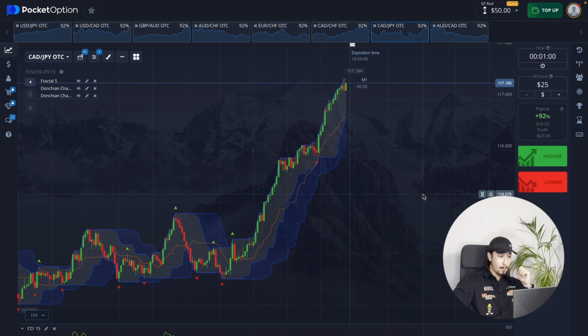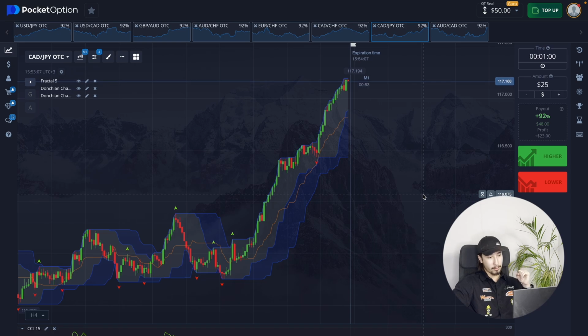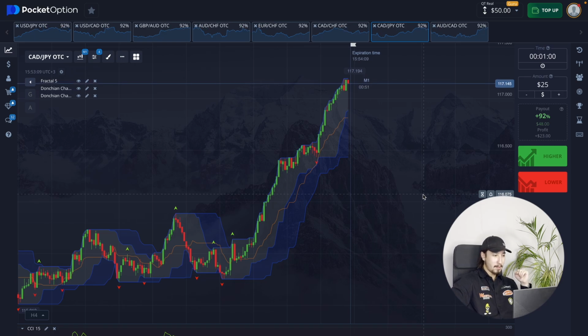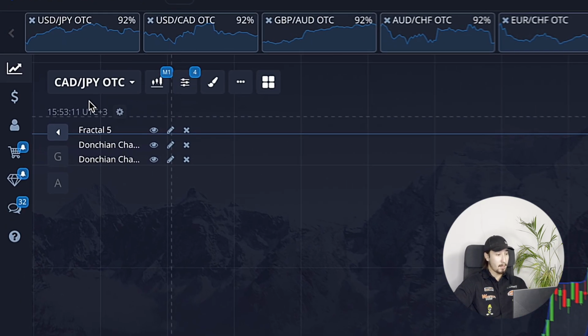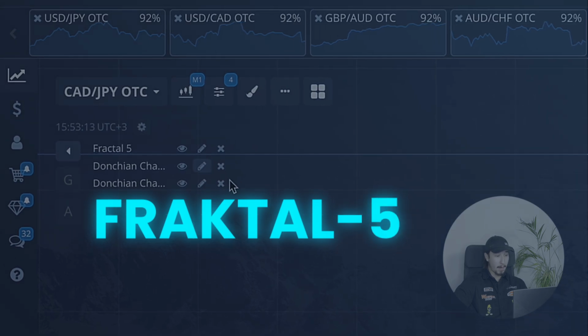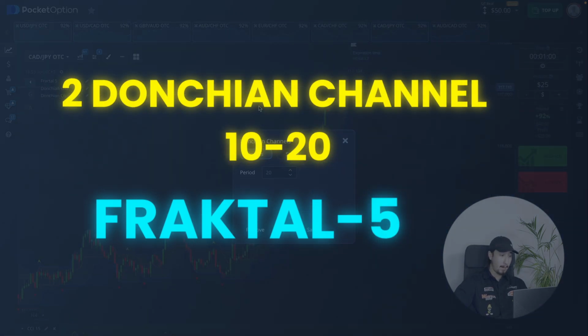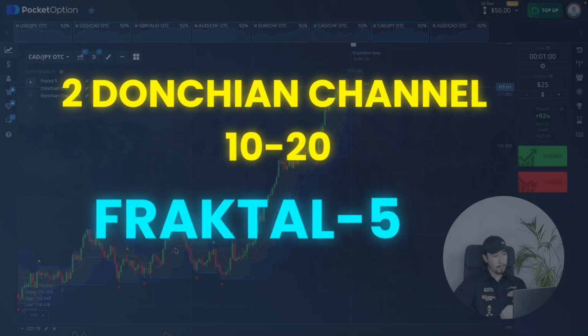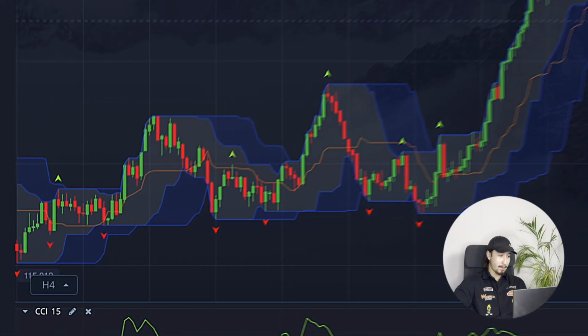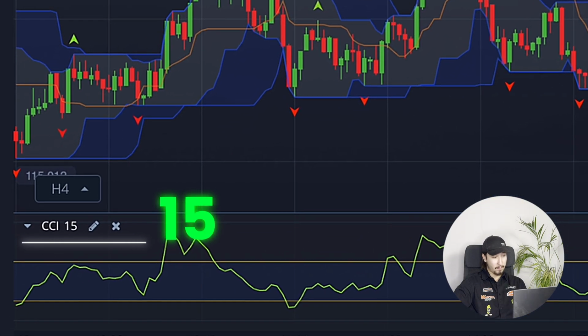I analyze it, and after the analysis, of course, I came to the conclusion that I will use a combination of indicators. Today my main task will be the search for extra points, and in addition to opening on the trend, I will also open deals against the trend direction. So this battle today includes a Fractal with a period of 5, a Donchian Channel with a period of 10, and also a second one with a period of 20, and the Volatility Oscillator with a period of 15.